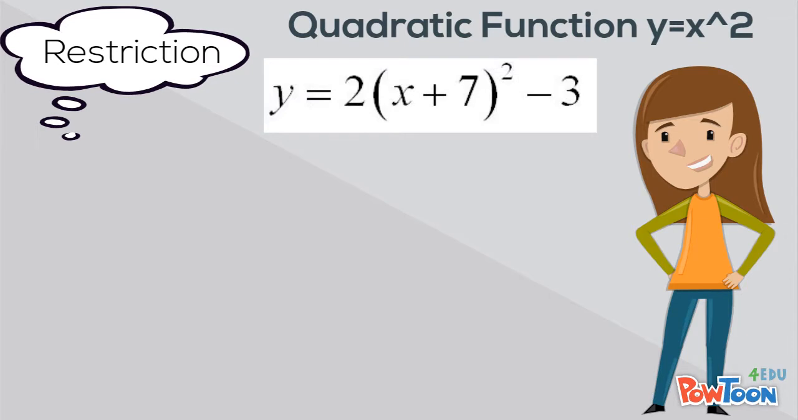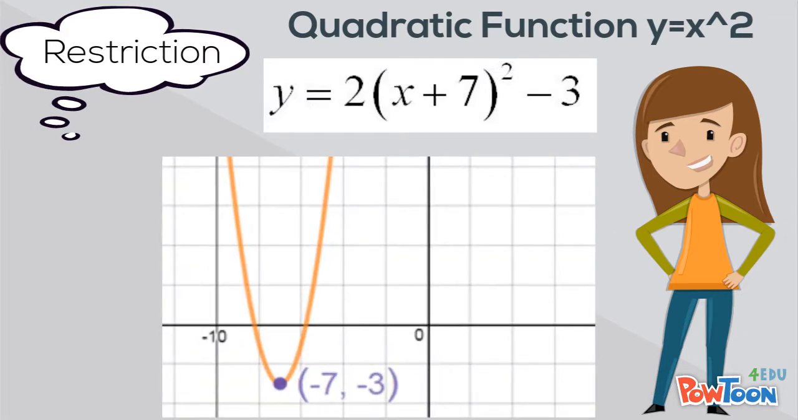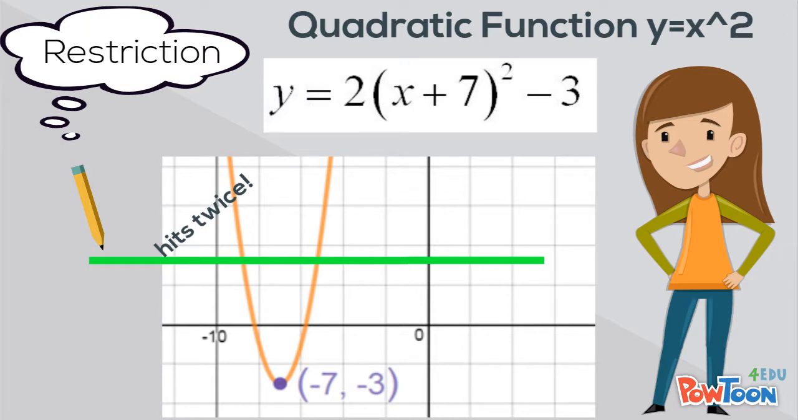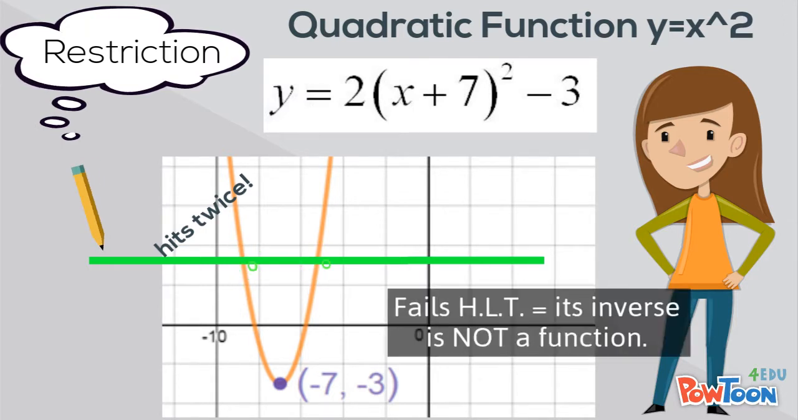Now let's explore a quadratic function. Looking at the graph of this function, we can immediately see that it fails the HLT, because when we draw a horizontal line through the graph, it hits twice. This tells us that as of right now, the inverse of this function will not itself be a function.